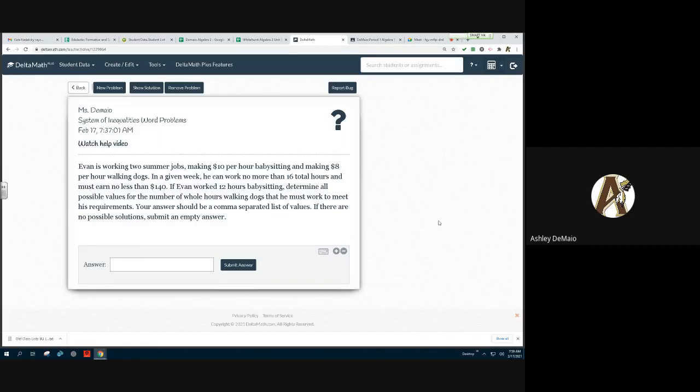Okay, so you want to look at all the information we have. We know that Evan is going to work 2 summer jobs. One of them is babysitting. One of them is walking dogs. We know that he makes $8 walking dogs and $10 an hour babysitting. Okay. We know that he wants to earn no less than $140 and work no more than 16 total hours.